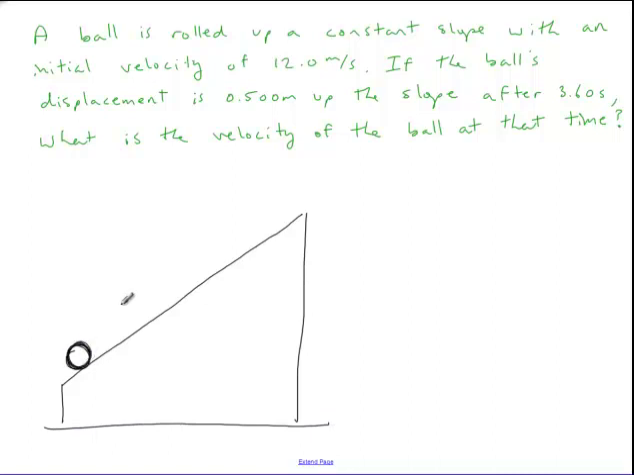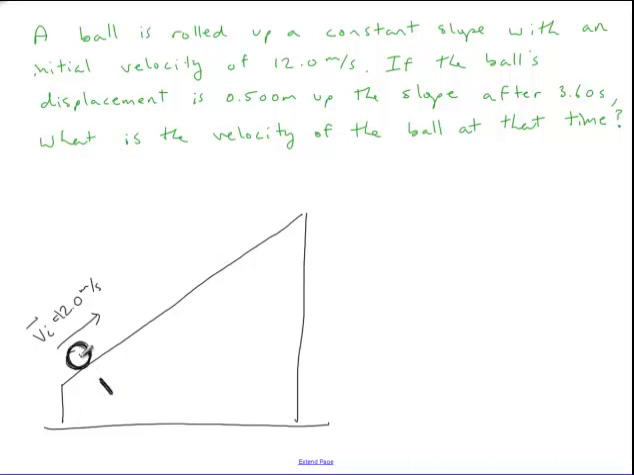Here it is, and it's rolled up a constant slope with an initial velocity of 12 meters per second. So this initial speed, which is going that way, VI, equals 12.0 meters per second. It rolls up, and so it starts here.